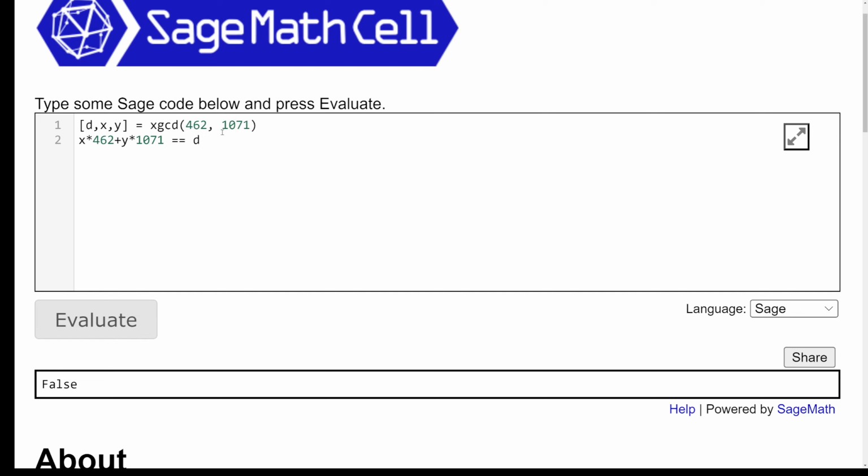Okay. So this is how you compute a greatest common divisor in Sage, and also how you find the Bezout coefficients in Sage as well. You use the xGCD. X is for extended.